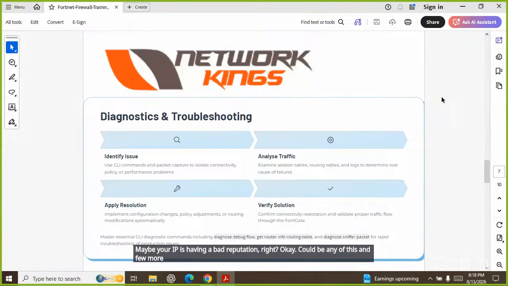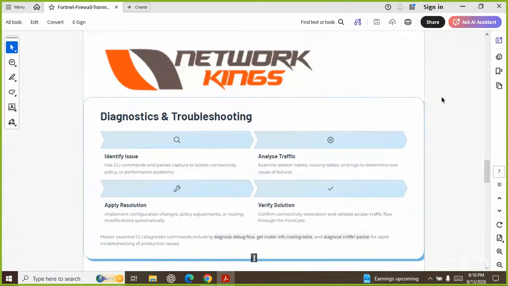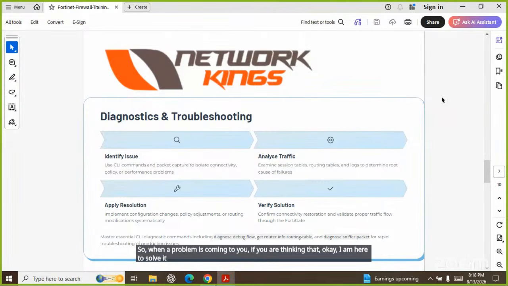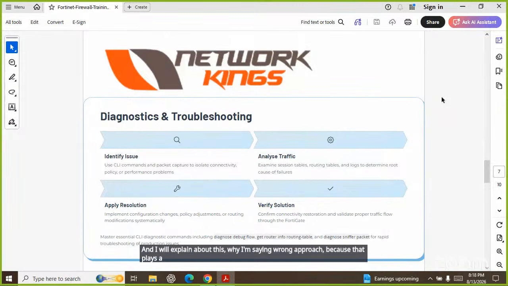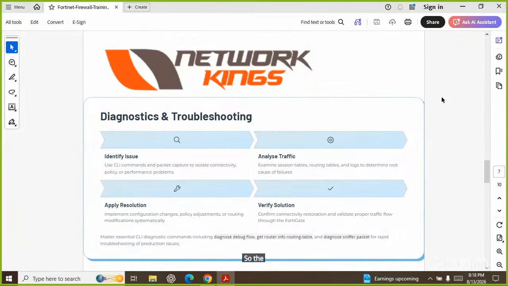See, I think I listed more than 10 reasons why your website could have been slow. So when a problem comes to you, if you are thinking, okay, I'm here to solve it, I will solve it, that's a wrong approach. And I will explain why I'm saying it's a wrong approach, because that plays a vital role in troubleshooting of any kind.